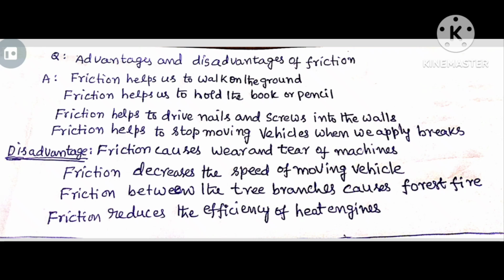Now we are going to discuss disadvantages of friction. Friction causes wear and tear of machines. Friction decreases the speed of moving vehicles. Friction between the trees and branches causes forest fire. Friction reduces the efficiency of heat engines.